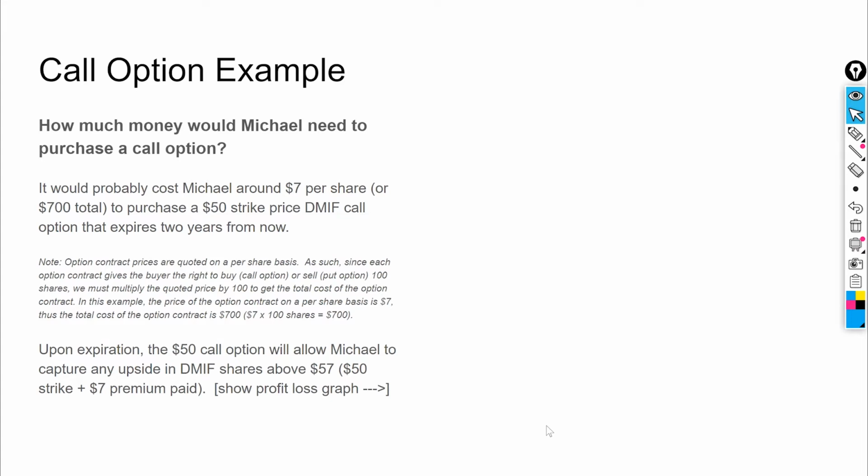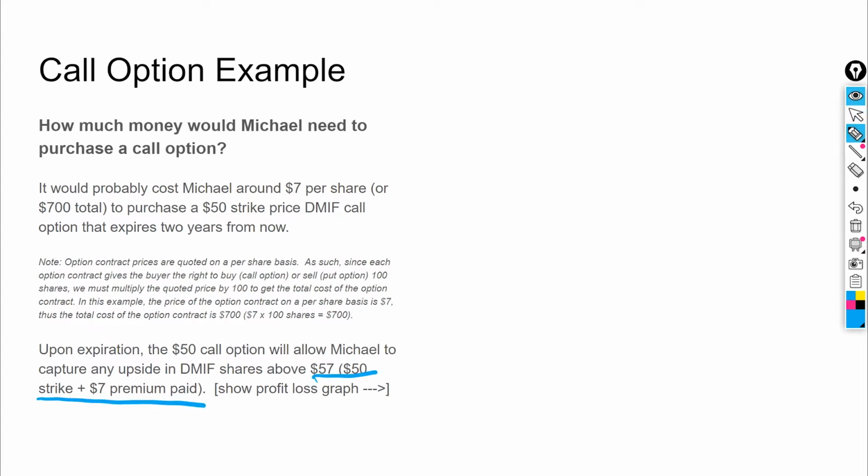So let's say he's able to buy the option contract at a value of $7 per share. That means he would have to spend $700 to cover the 100 underlying shares. So $700 to purchase that $50 strike price option expiring 2 years from now. And this note here says in words what I just said to you about the 100 shares and the multiplier of 100 that you have to apply to all prices quoted for options. Options are quoted on a per share basis, so you always have to multiply by 100.